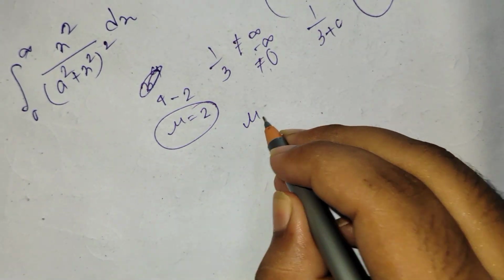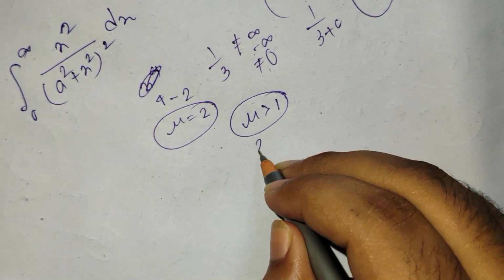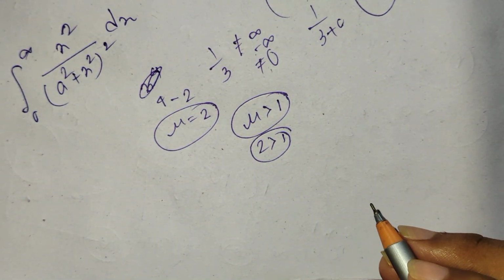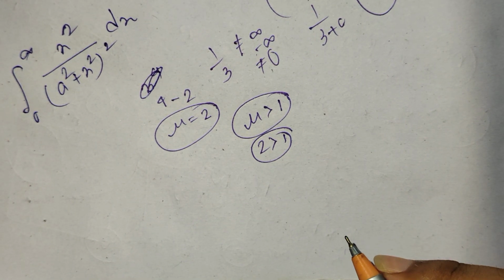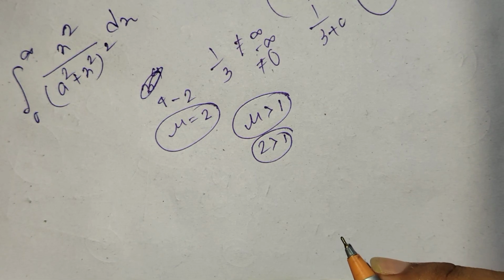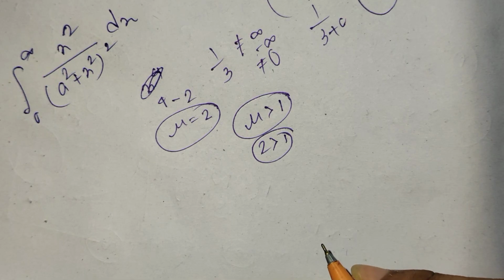So in that case, you can see mu is greater than 1, right? 2 is greater than 1, so it will definitely converge. But let us talk about the second condition. If the second condition is not maintained, then it will not converge, it will diverge.